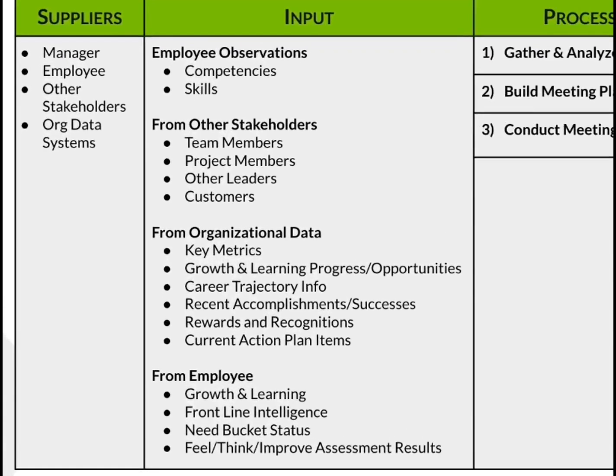Input is the information required to complete the process. So that would include things like observations of the employee, both competencies and skills. Also, input from other stakeholders, such as team members, project members, other leaders in the organization, or customers. Another type of input is organizational data, metrics, the learning plan that the employee is using, progress updates, opportunities, career trajectory information, recent reward and recognition, or action items.